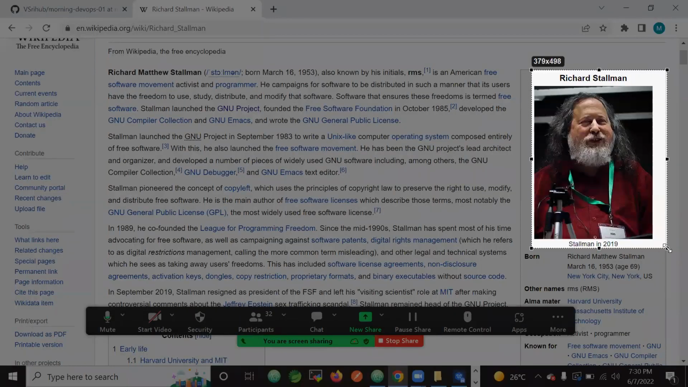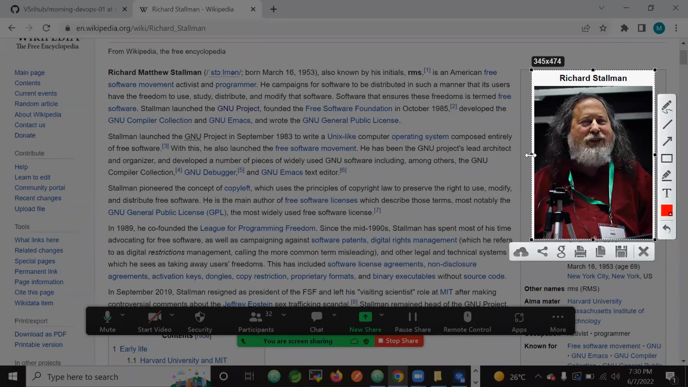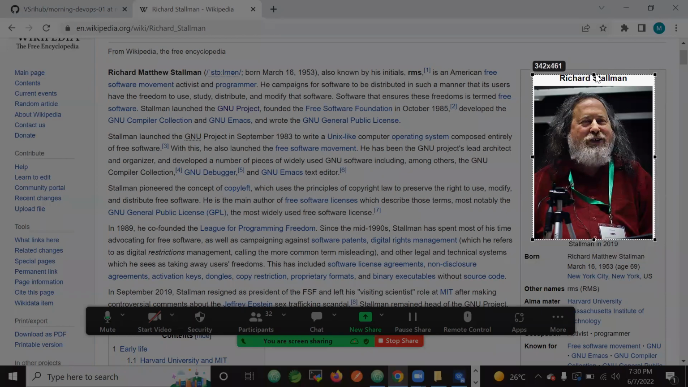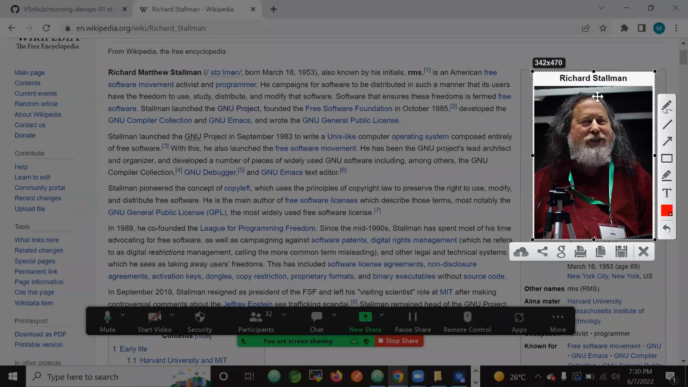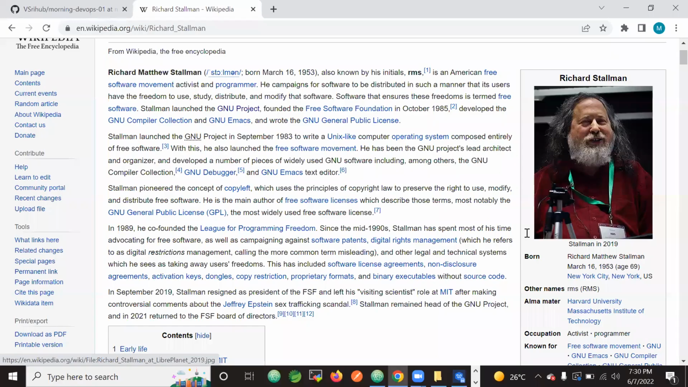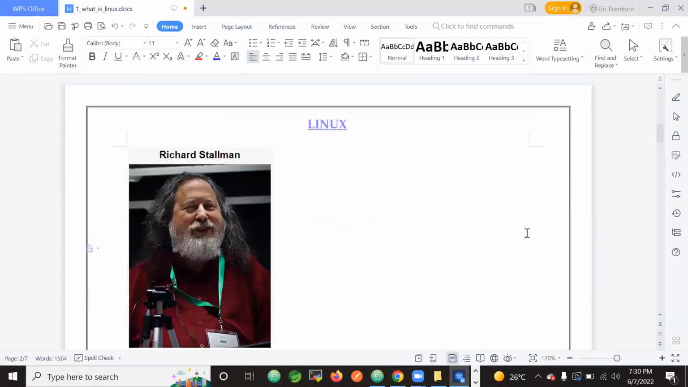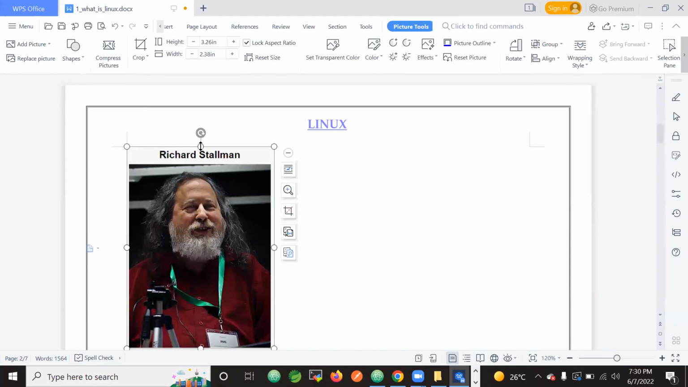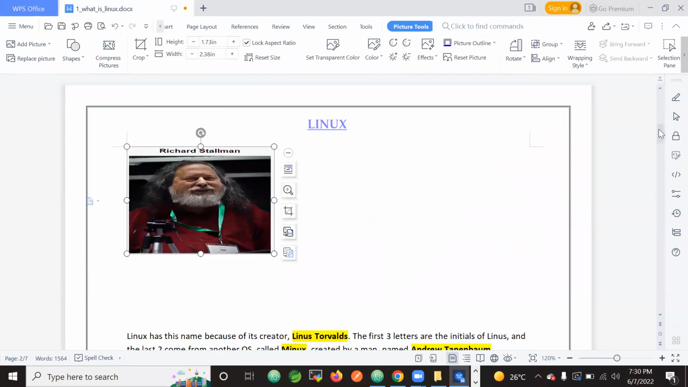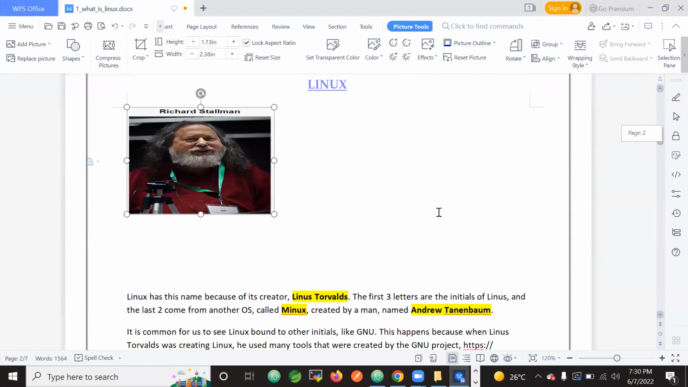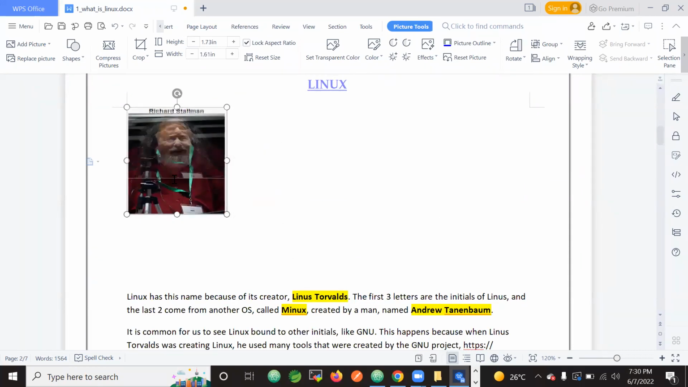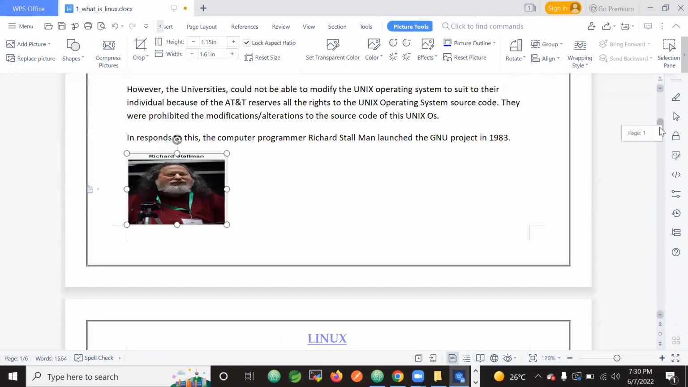Let me take a screenshot of this guy and then update it in the notes. Yes, so he is the guy who started the GNU. I'll tell you what this GNU stands for. So he's Richard Stallman.